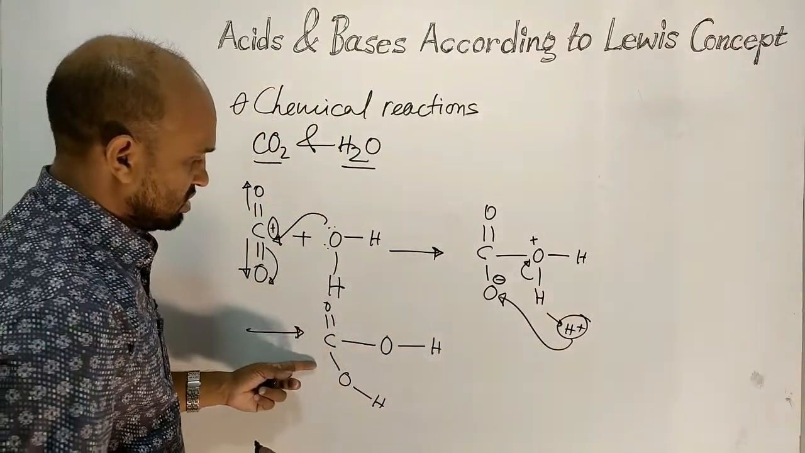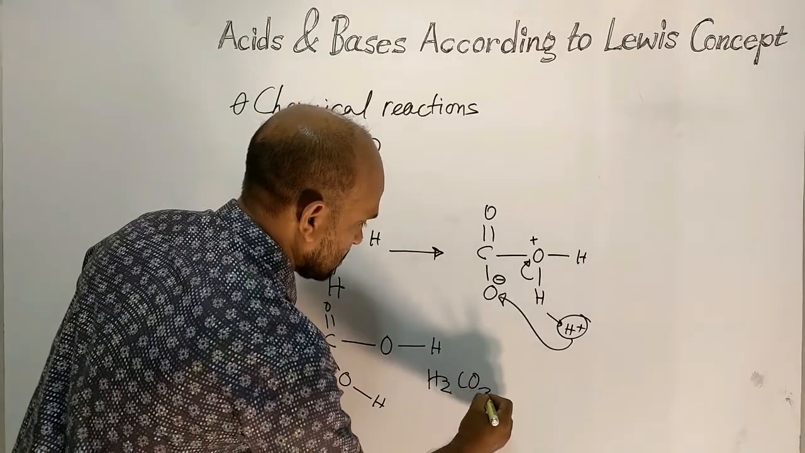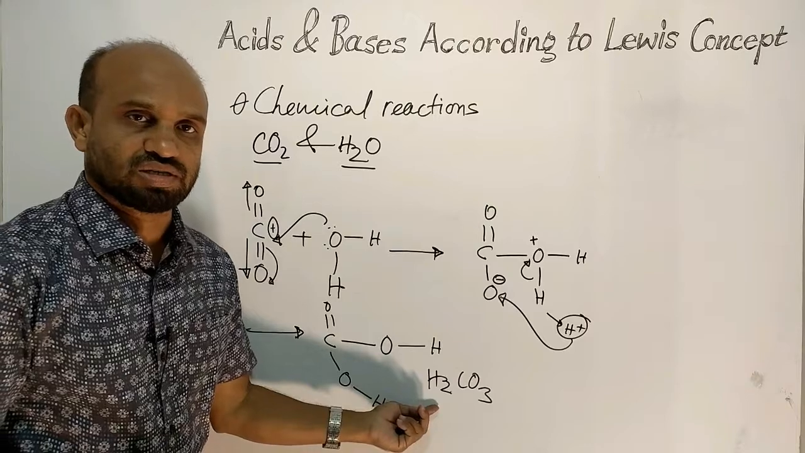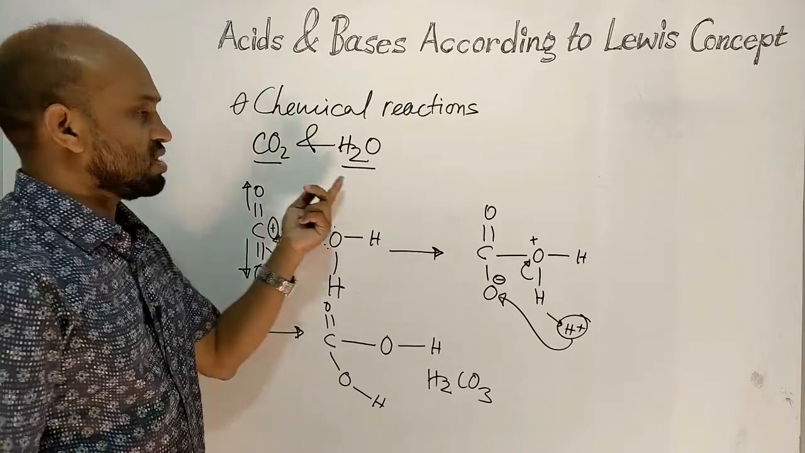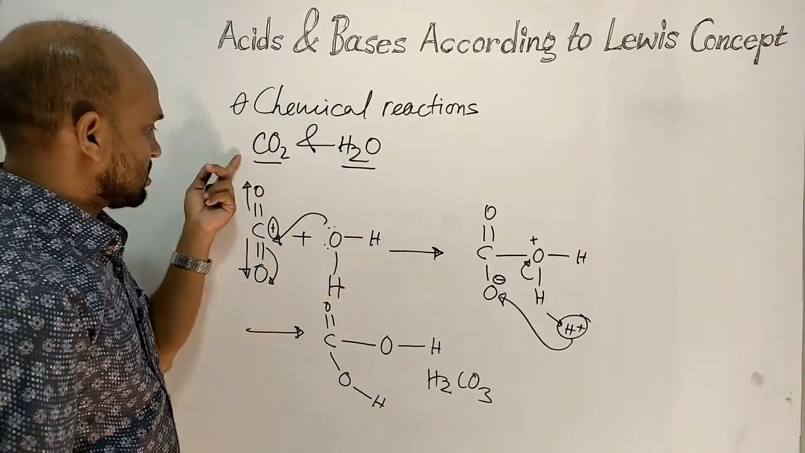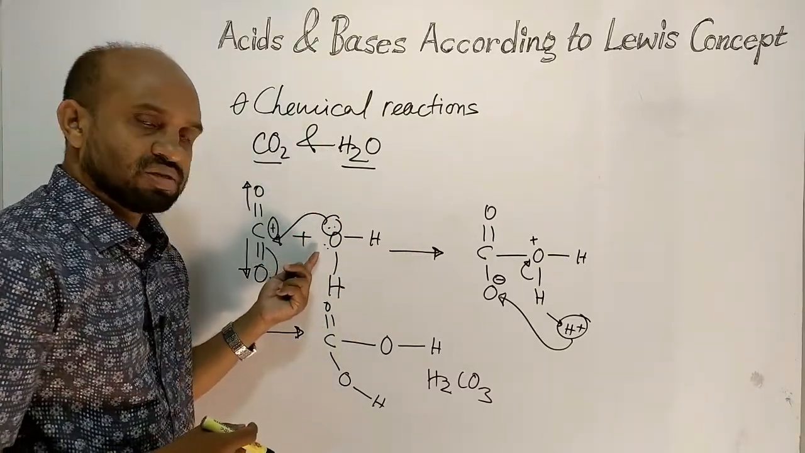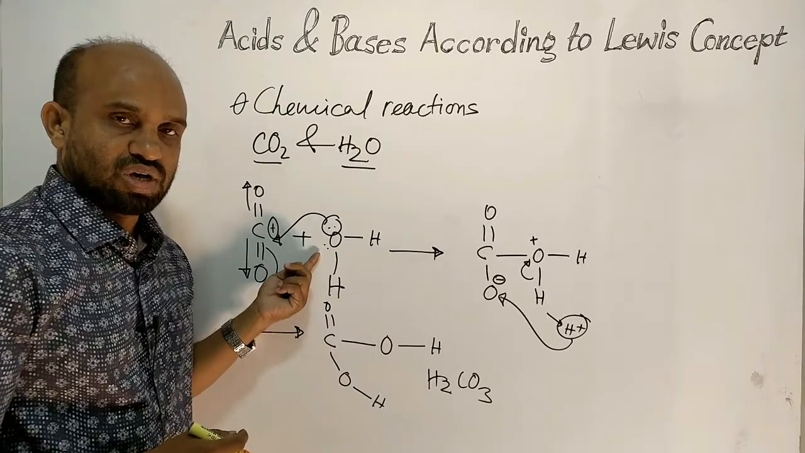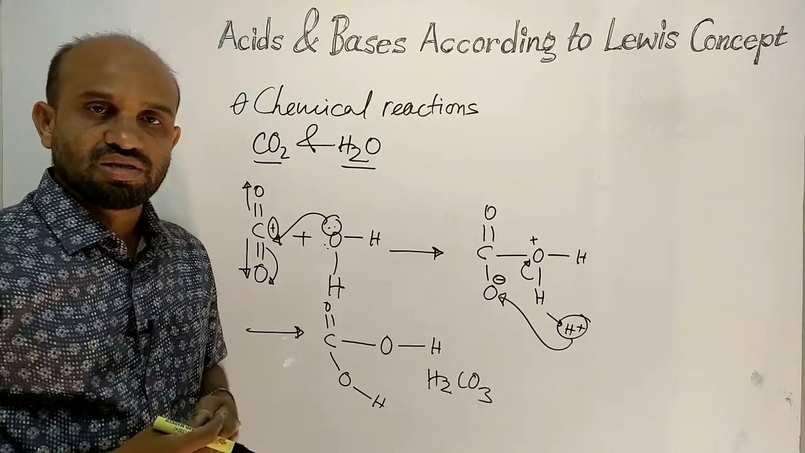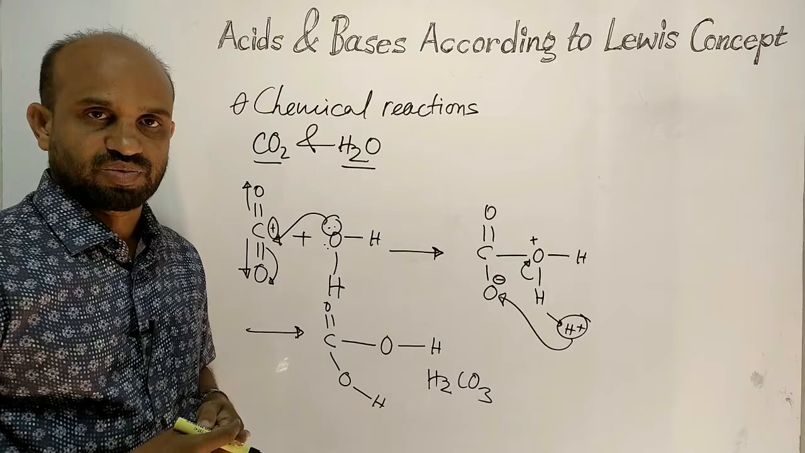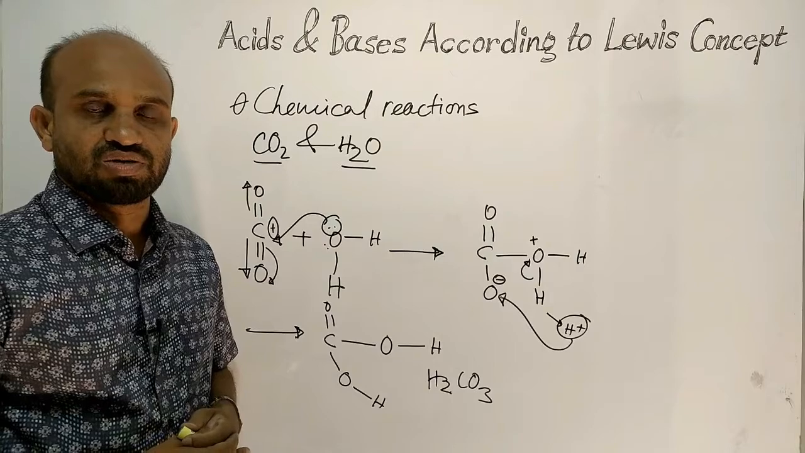So now the compound is H2CO3. That means this is carbonic acid. And in the formation of carbonic acid from carbon dioxide and water, carbon dioxide accepts one pair of electrons and water donates this one pair of electrons. So according to Lewis concept, carbon dioxide is a kind of Lewis acid, that means electron pair acceptor, and water is a kind of Lewis base, that means electron pair donor.